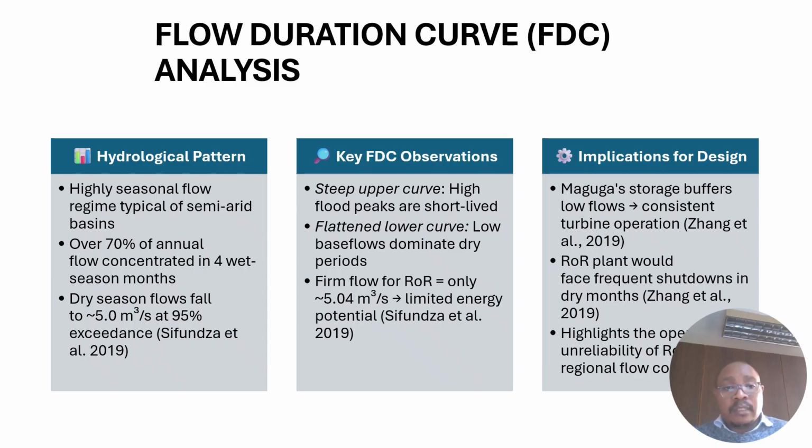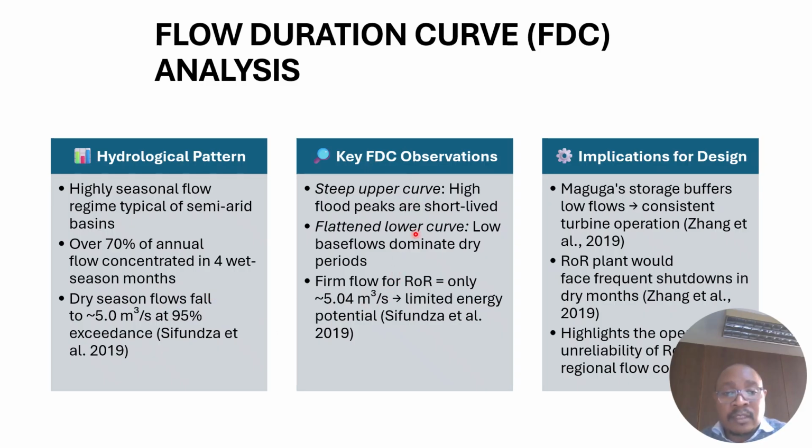In terms of the flow duration curve, that is your FDC, these are the following: the hydrological pattern, the key flow duration curve observations, and the implications for the designs. If you look at the hydrological patterns, it's a highly seasonal flow regime typical of a semi-arid basin. Over 70% of the annual flow is concentrated in 4 wet season months, and then the dry season flow falls to 5.0 cubic meters per second at 95%.